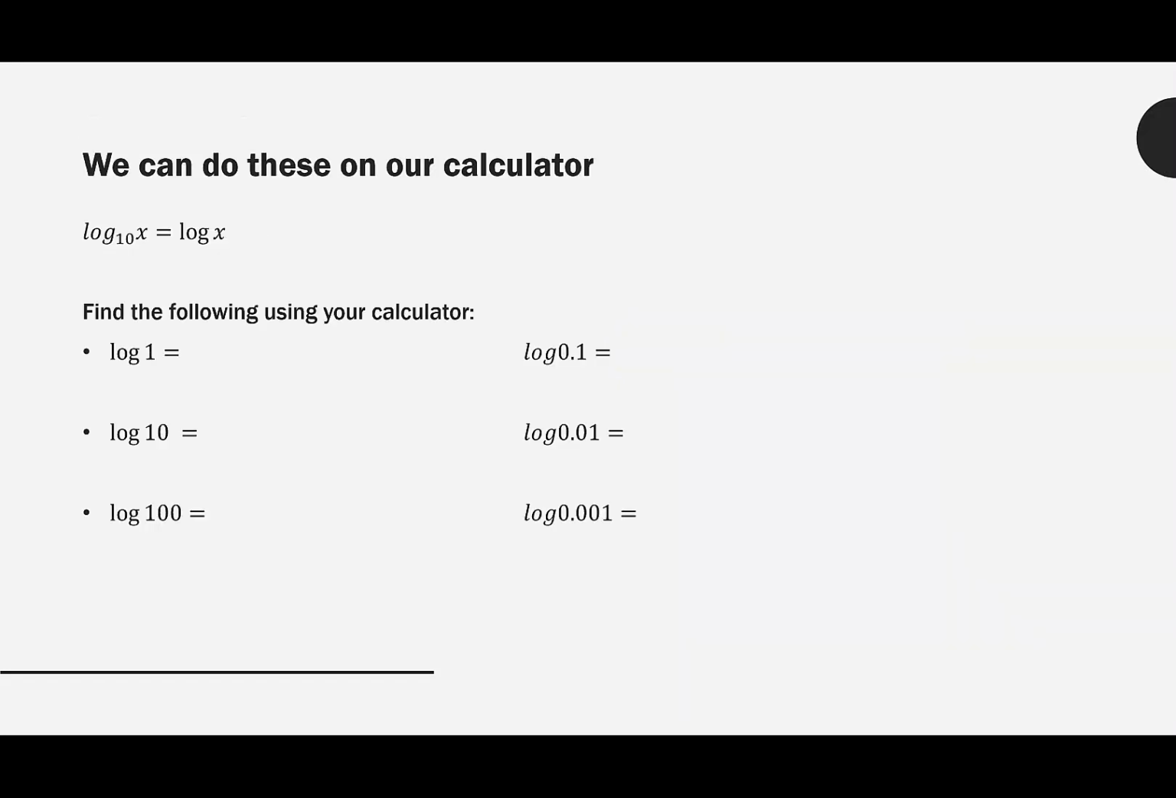Let's find the following using our calculators. We'll start with log 1. It should give you 0. Log of 10 will give you 1. Log of 100 will give you 2. If you do log of 0.1, you'll get negative 1. Log of 0.01 gives you negative 2. And log of 0.001 gives you negative 3.